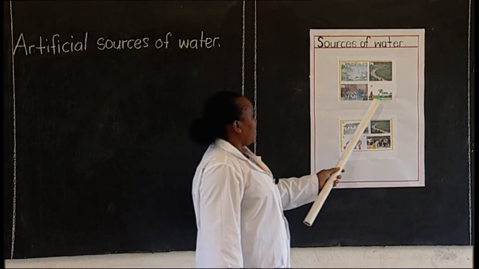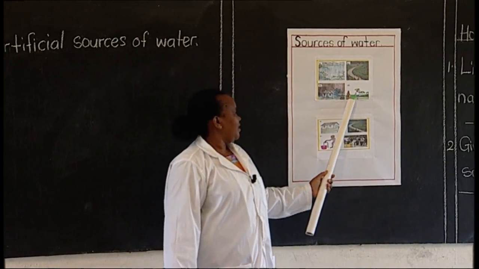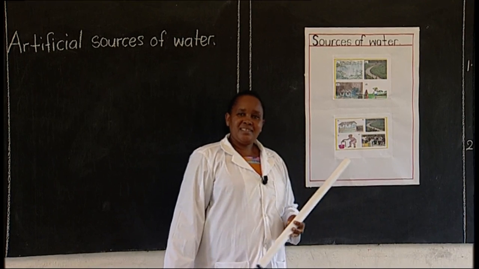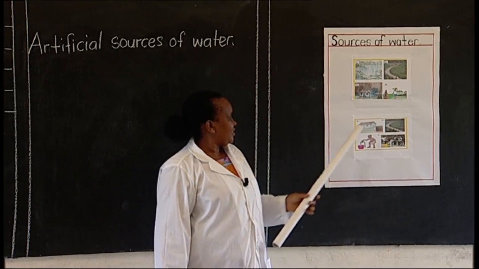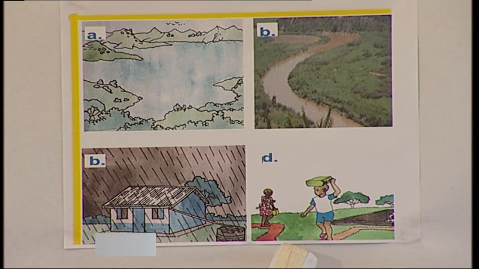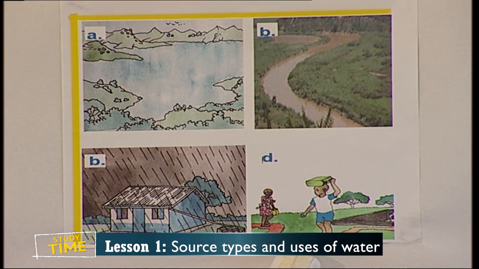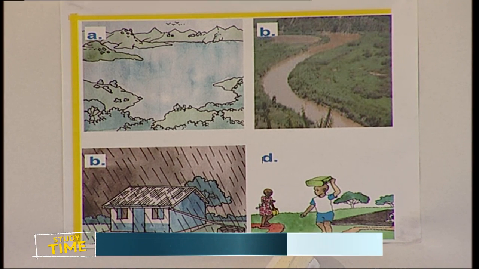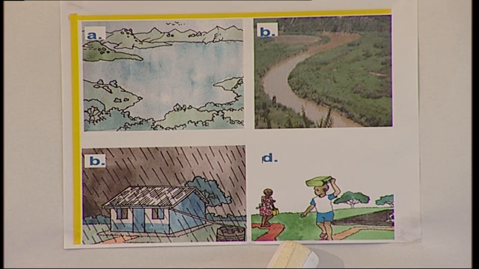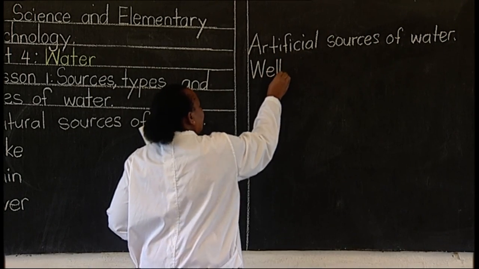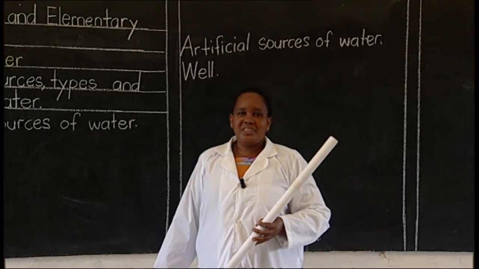Now, we come and see this. You can see a boy and a girl. They are carrying water containers, jerry cans, coming from where? Who can tell me? Okay, they are coming from the well. Wonderful. The well is made by man or God? Okay, man goes and digs a big hole and water comes. So a well is an artificial source of water. And this is how we write the word well. Well. Like that. You are wonderful today.